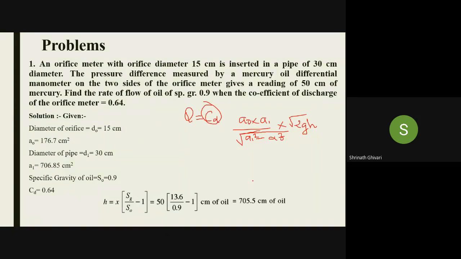What is the answer Q? 10⁻³. What is the unit? Everything is in centimeter. So centimeter cube per second, not meter. Everything is centimeter. So remember that discharge unit is meter cube per second. If we are calculating in terms of centimeter, it will be centimeter cube per second. Okay. That is centimeter cube per second.